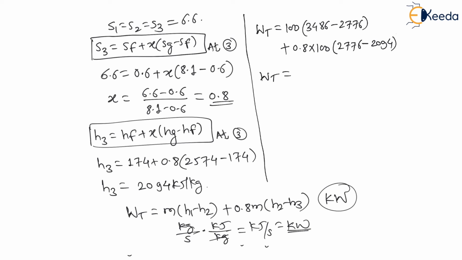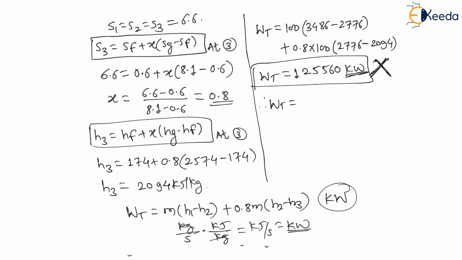Now if I simplify this, then I will get work of turbine equal to 125560 kilowatt. This answer will be in kilowatt, right? That is power output. But my dear students, if you write this answer, you will get 0 marks because they are asking in megawatt. This is in kilowatt. Therefore, the power output, that is work of turbine, is equal to 125560 divided by 1000. This will be megawatt, and this answer you have to write in the exam.